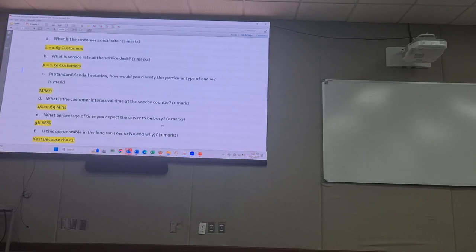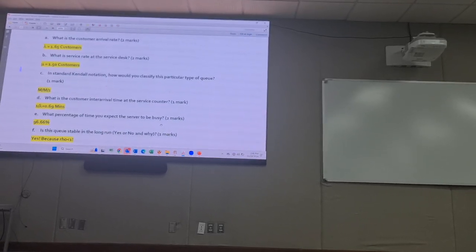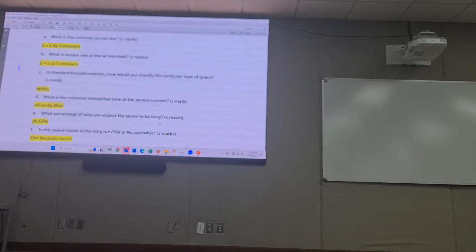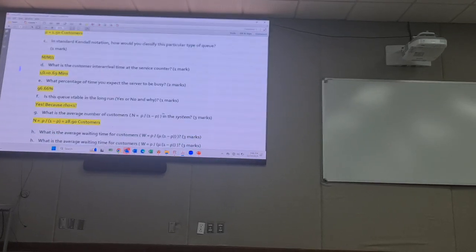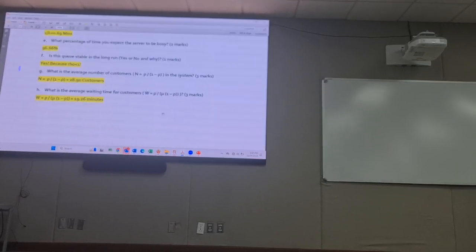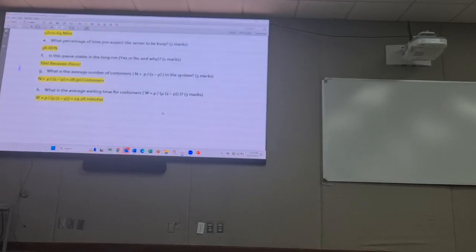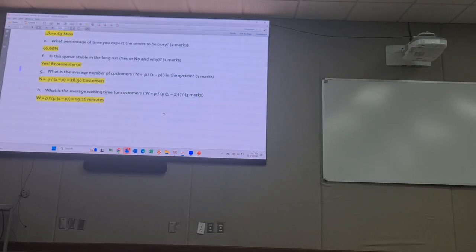So what is the answer to the next question? Is this queue stable in the long run? Yes or no, and why? No. The answer is no, because the arrivals have become faster than the service. That's the answer. Then you just substitute the values here: average number of customers, average waiting time. Just put the formula. So you understand a few different kinds of things.